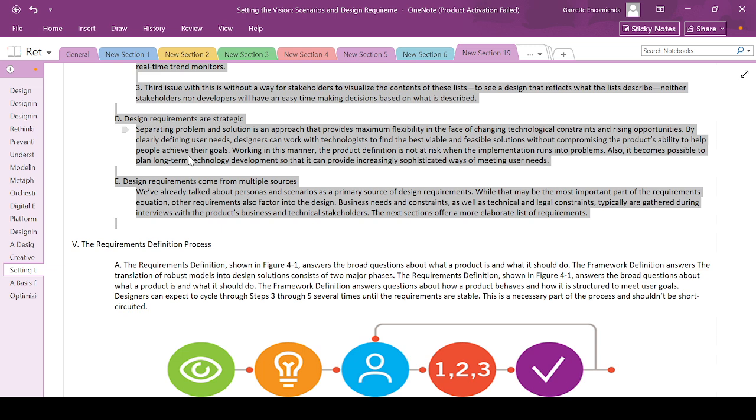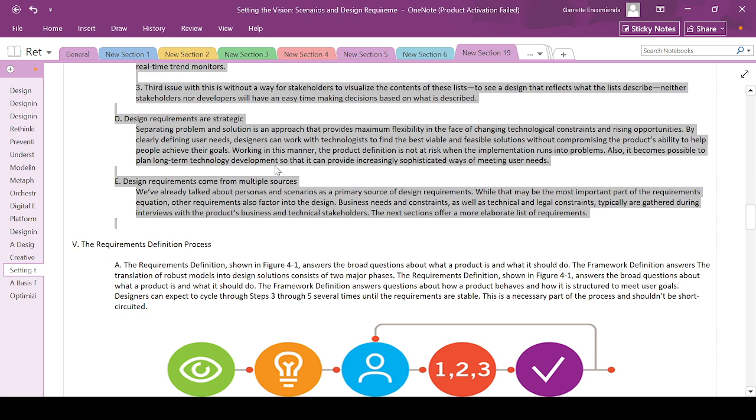Separating problem and solution is an approach that provides maximum flexibility in the face of changing technological constraints and rising opportunities. So what you want to do is, again, separate this so that it provides this anti-fragility in the face of changing technical evolution. By clearly defining the user needs, designers can work with technologies to find the best viable and feasible solutions without compromising the product's ability to help people achieve their goals.